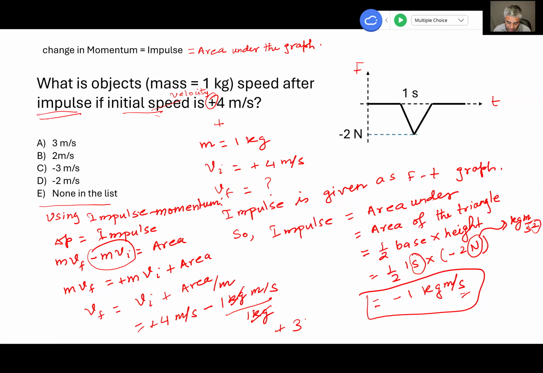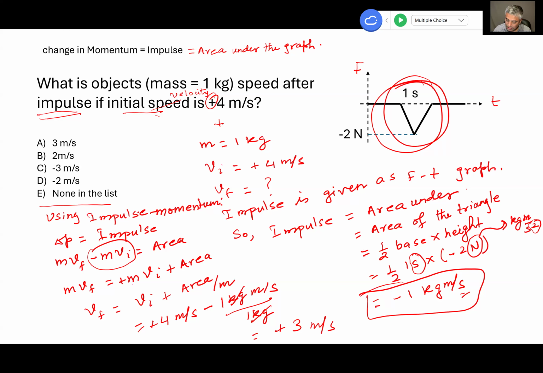Positive 3 meters per second. So this brief impulse only slowed down the speed by 1 meter per second. It is still moving to the right, but slowed down because of this impulse. By how much? By exactly this.